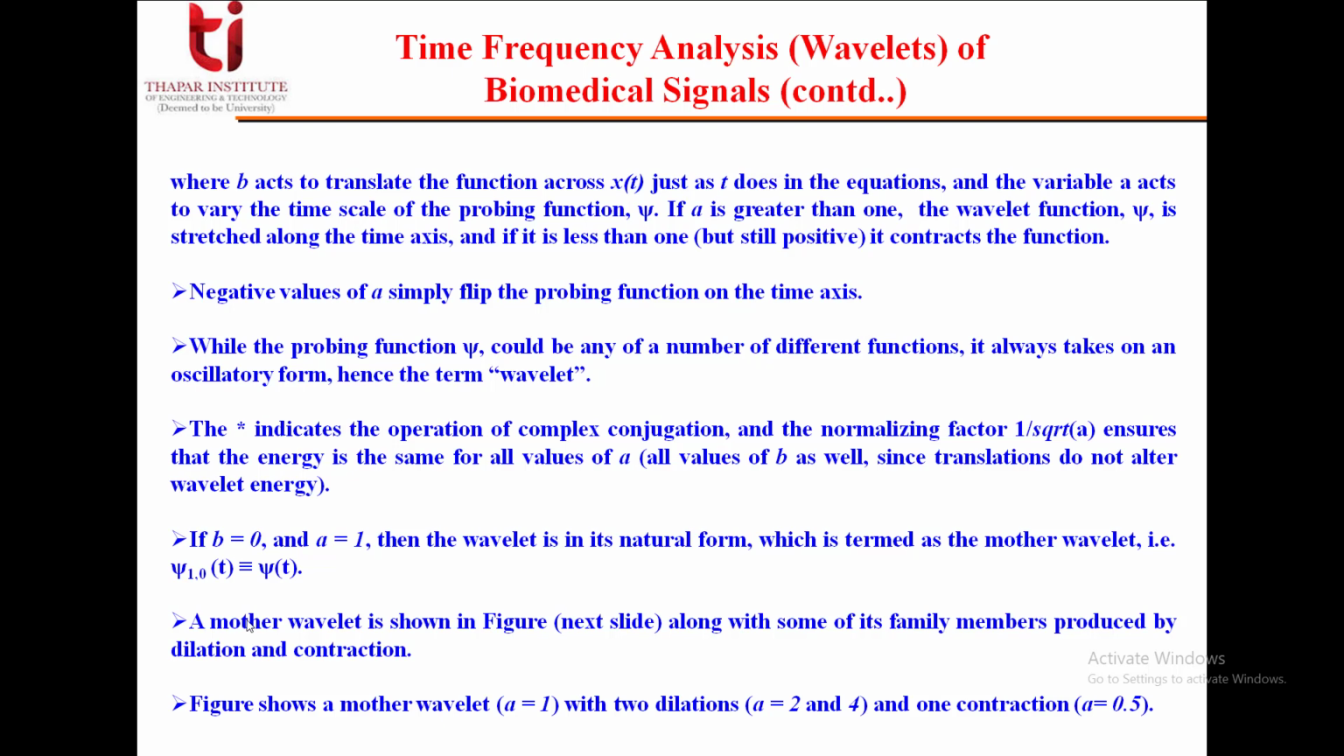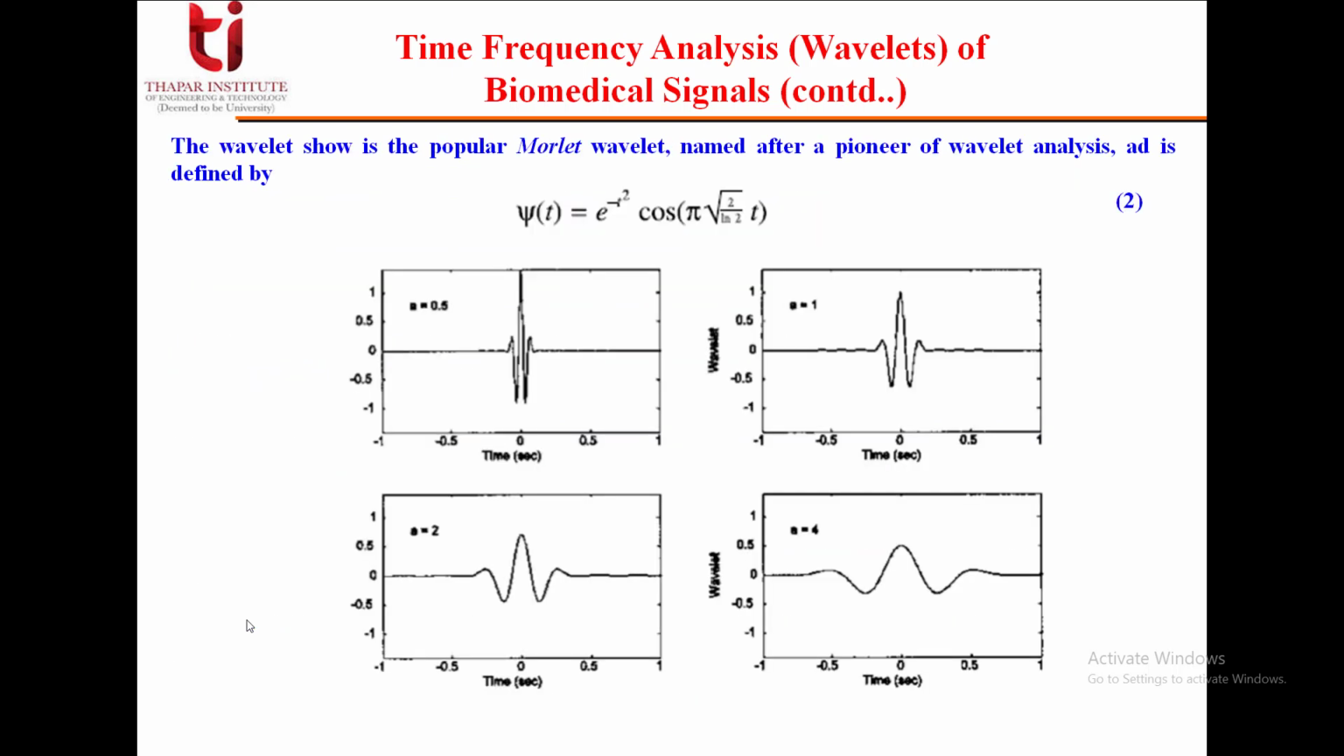So the figure in the next slide will show a mother wavelet, that means in that case a is equal to 1. Then we will see two dilations corresponding to a equal to 2 and 4, and one contraction with a less than 1, that is, we are considering 0.5. So this is for a equal to 1, which will be a kind of mother wavelet, and we are considering a Morlet wavelet here. It is defined as e raised to the power minus t square cos of pi times square root of 2 by natural log 2, and it is again dependent upon the time parameter. So we see here a equal to 0.5, a equal to 2, a equal to 4, and a equal to 1, which corresponds to the mother wavelet, and then we have dilation and contraction.